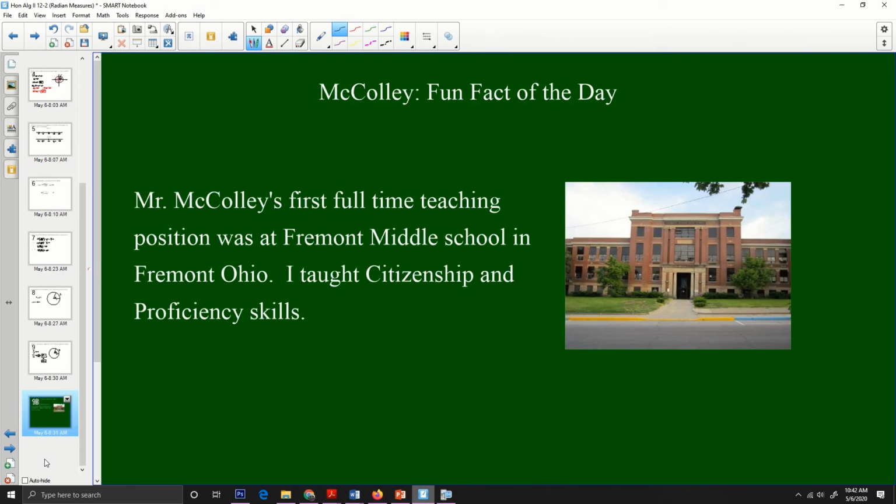So the McCulley fun fact of the day: Mr. McCulley's first full-time teaching position was at Fremont Middle School in Fremont, Ohio. It was a city block. It had 1,200 students. It was a fairly rough crowd. That building doesn't exist anymore. They demolished it in 2012. Anyways, while I was there, I taught citizenship and proficiency skills to help kids with the proficiency skills test.